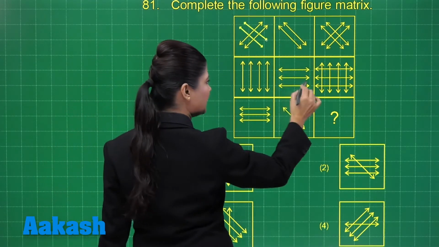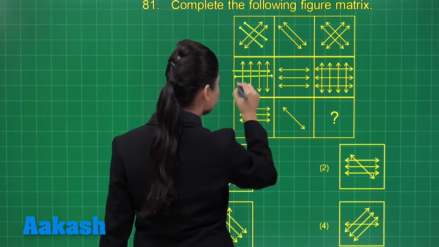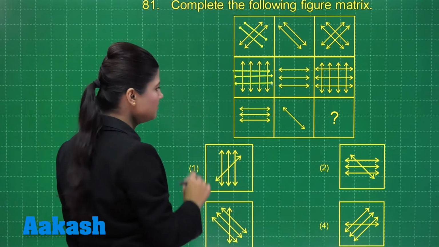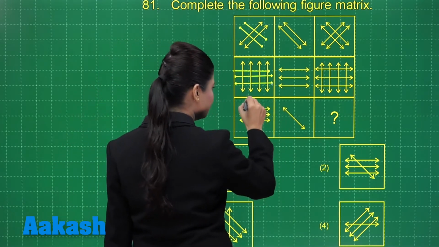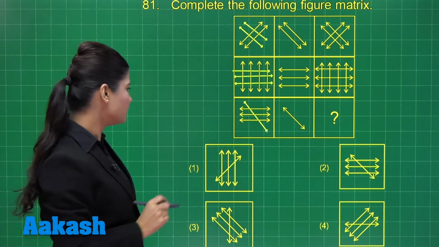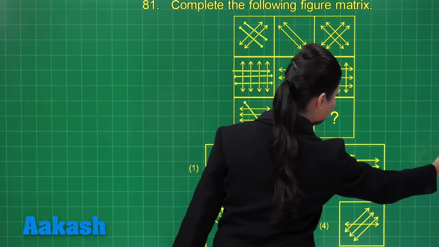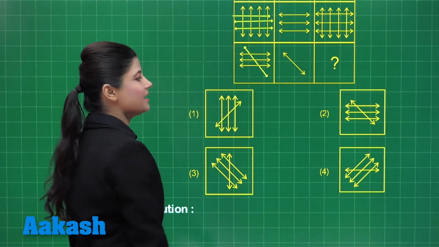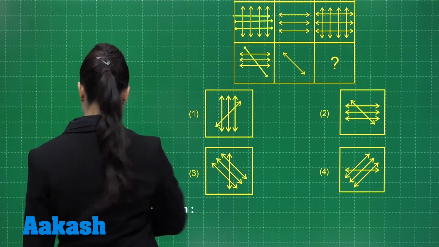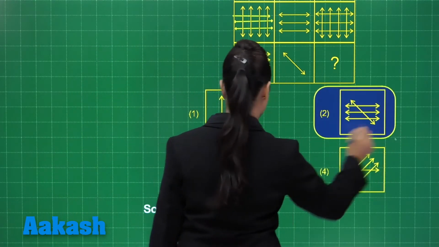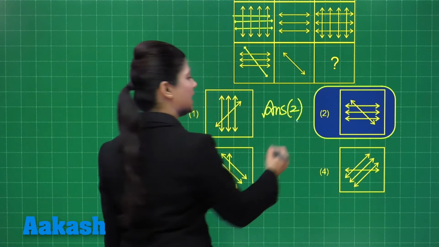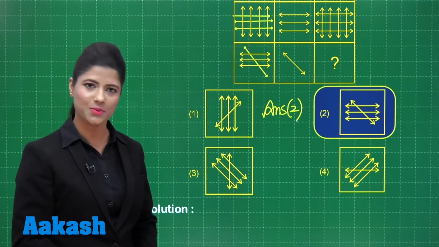Talking about the second row, if I superimpose the first and the second one, the third one will be generated in a similar manner. That means the correct answer for this question will have an image like this, and you can clearly find that in option number 2. So you can mark the answer for this question as option 2. So we get the correct answer as option 2. I hope it's clear to you. Now let's take up our next question.